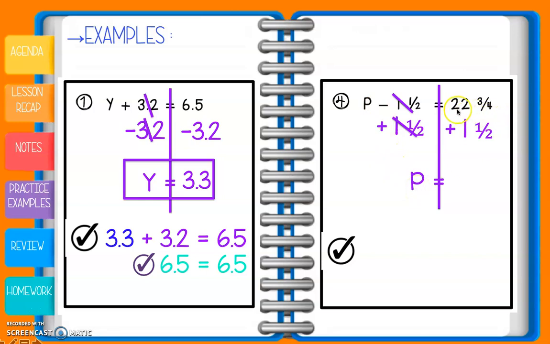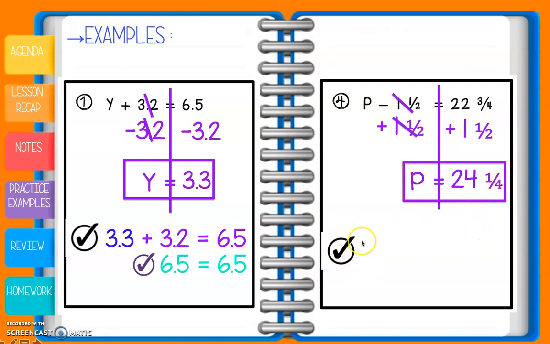And now I have 22 3/4 plus 1 1/2. Now, remember in class we talked about we can use our calculator for this. So I'm going to pull out my calculator and I'm going to type in 22 3/4 plus 1 1/2, and I get P equals 24 1/4. Okay, now that's my solution.